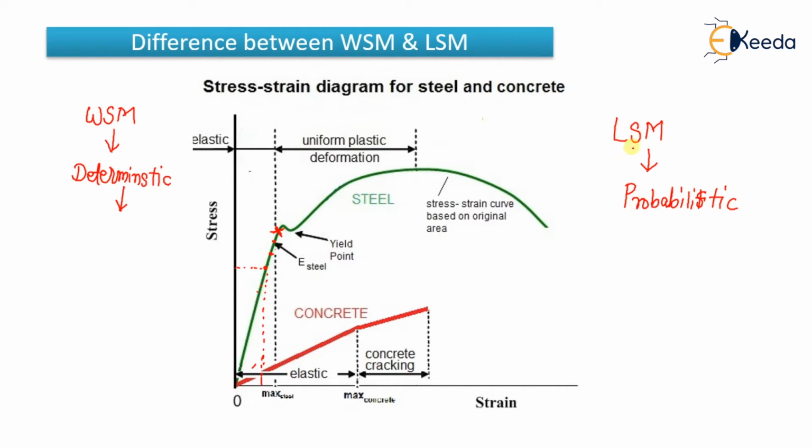But not in case of LSM. You may go up to this point, or you may go up to this point. The exact point is not known. It is probabilistic, means it is non-deterministic, because we are going beyond this yield point. We cannot easily determine it because the curve starts after this point, and up to this point there is a linear line. If it is a linear line, it is easy to determine. Determine means deterministic. And LSM, in this way you have to remember it.